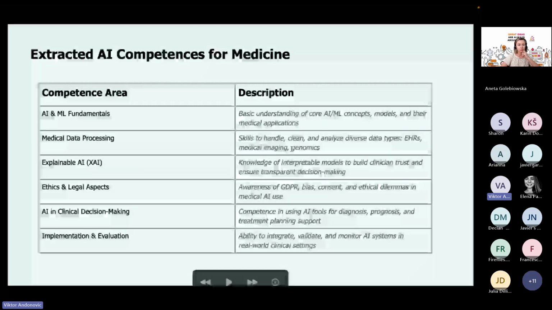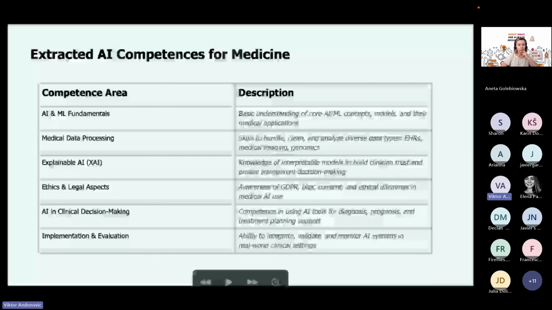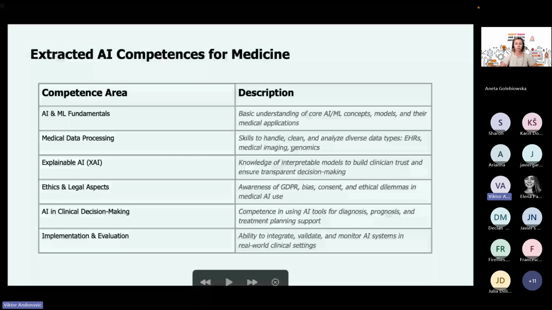Then AI in clinical decision making, which covers skills related to how medicine professionals interact with the AI systems, how they can make informed decisions from the models without over-relying on them. So still the human factor needs to be in the loop. So that's covered by the AI in clinical decision making skill and competence.